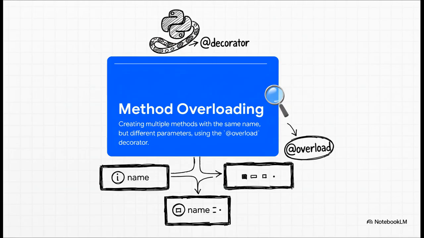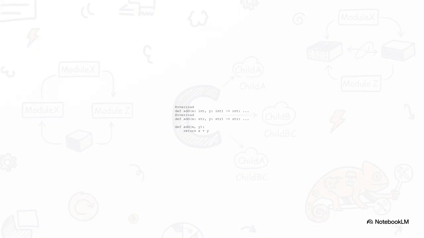Now, here's a little Python-specific quirk. In some other programming languages, you can just define the same method multiple times with different parameters. Python doesn't really work like that out of the box. To achieve the same effect, we need a special tool called a decorator. And here's what that looks like in practice.